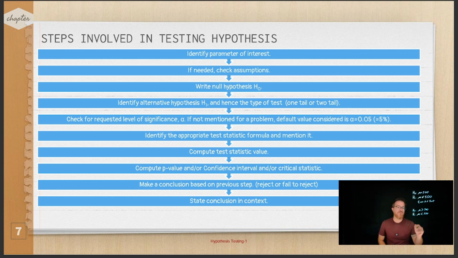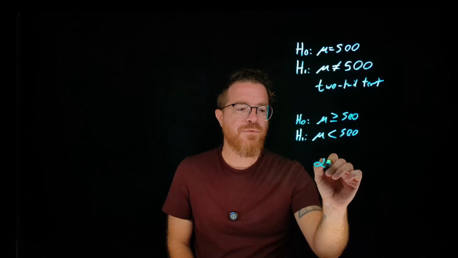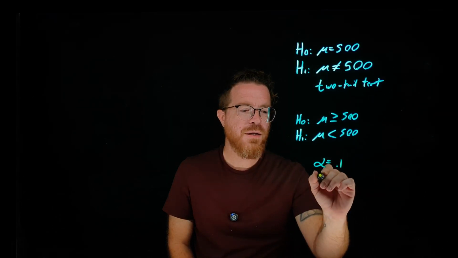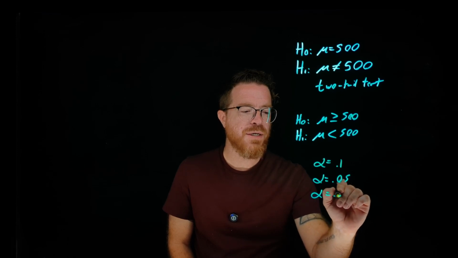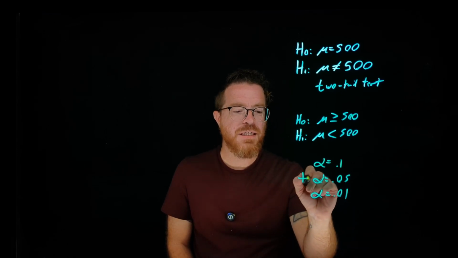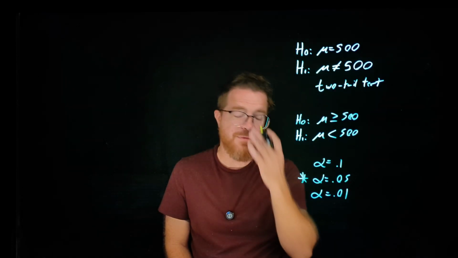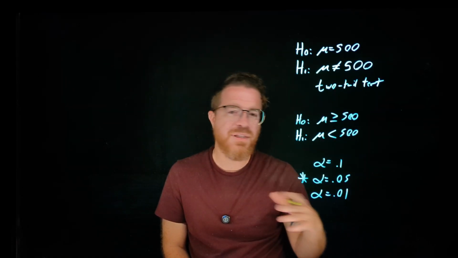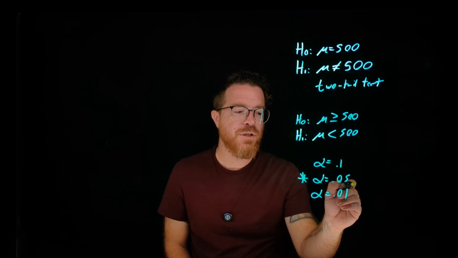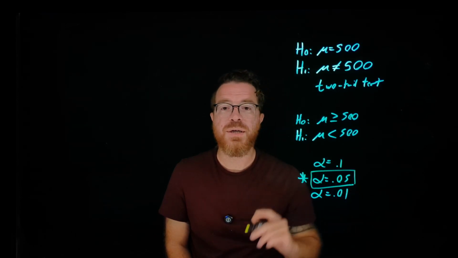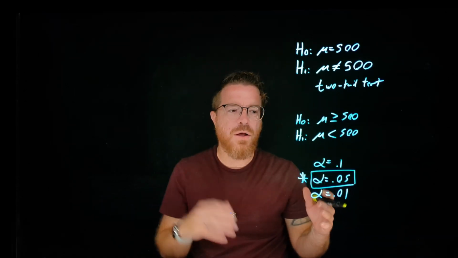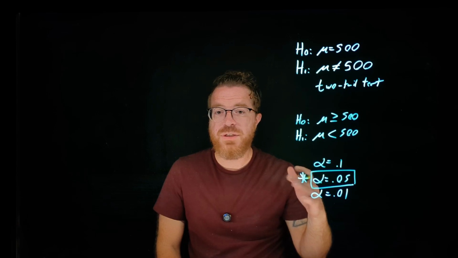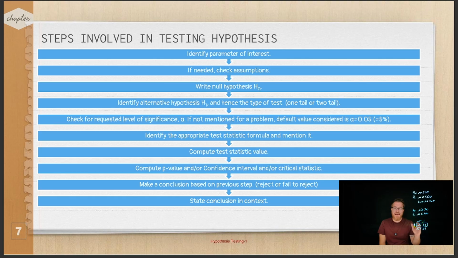The three most commonly used alpha levels are alpha equals 0.1, alpha equals 0.05, and alpha equals 0.01. Though again, the default is alpha equals 0.05. So if someone just says test the claim, but they don't give you a level of significance, you would know that you are using alpha equals 0.05. In fact, if you do this on any sort of program, R, Python, Excel, this will be your default unless you specify otherwise.